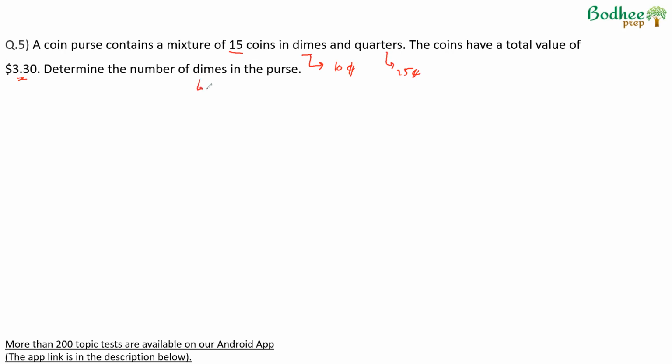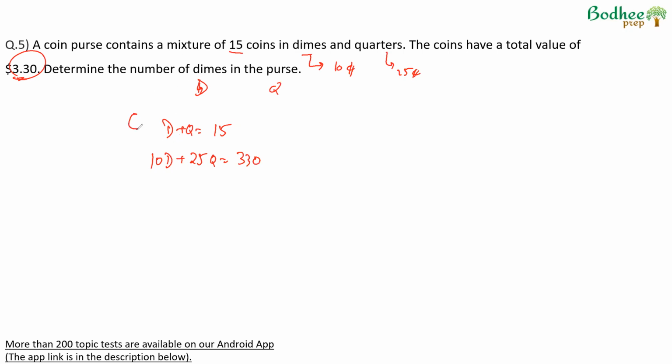If the number of dimes is D and the number of quarters is Q, D plus Q is the number of coins, which is 15. Each dime is 10 cents, so 10D. Each quarter is 25 cents, so 25Q. This will be the total number of cents in the purse, which will be $3.3 becomes 330 cents. We are solving for D.